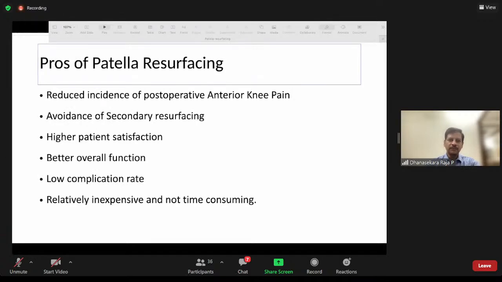So what are the pros of patellar resurfacing? Reduced incidence of postoperative anterior knee pain, avoidance of secondary resurfacing, high patient satisfaction, better overall function, low complication rate, and it is relatively inexpensive and not time consuming.